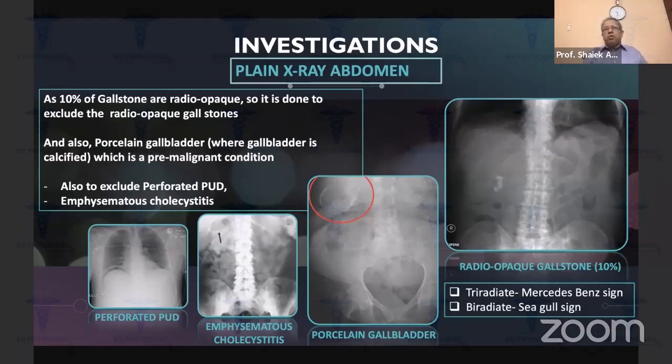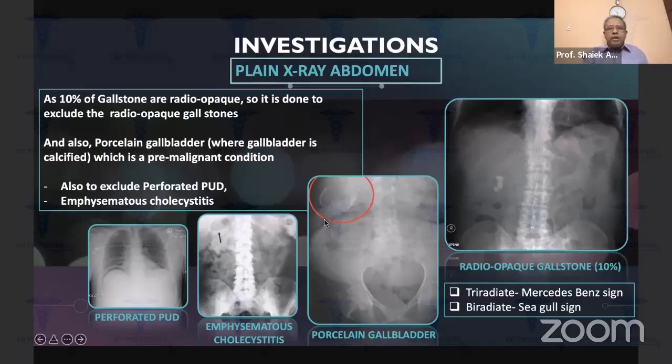And whenever you're confused about a gallstone or renal stone, you do a lateral view X-ray. If the radiopaque shadow is in front of the vertebra, it is a gallstone. If it is behind, over the vertebra, it is a renal stone. By that we can differentiate what type of radiopaque shadow it is.